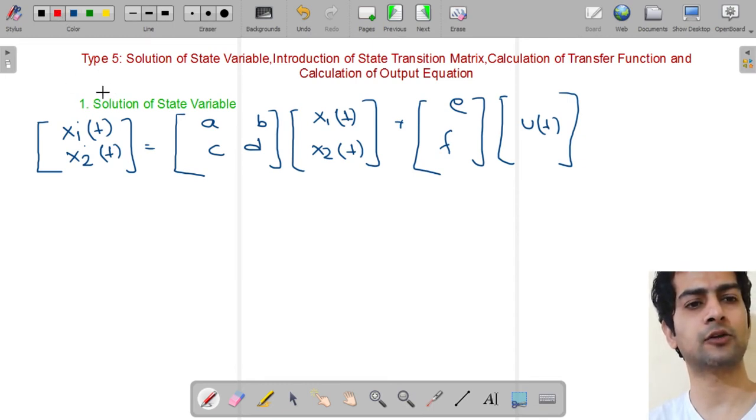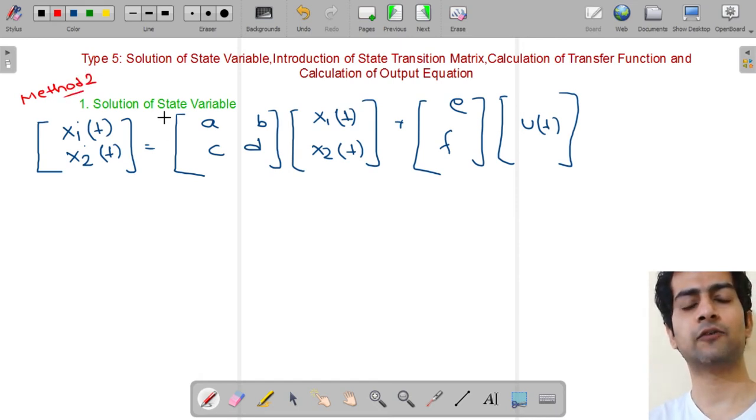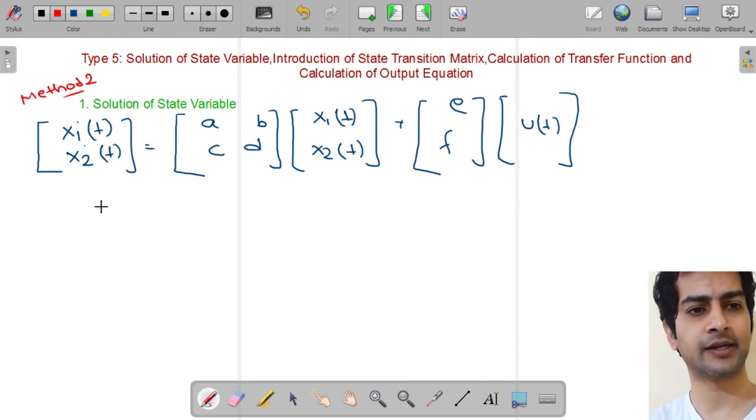discuss it by two methods. We have two methods of finding the solution of state variable. This is our method one, and after this I will also show you method two, and then it will be up to you in which method you are comfortable and that you can apply in exam. In this method you will see that you don't even require any knowledge of state space also. You just require a basic knowledge of matrices, and you will get the answer. See how we can get it.